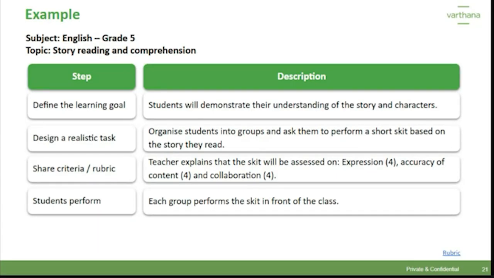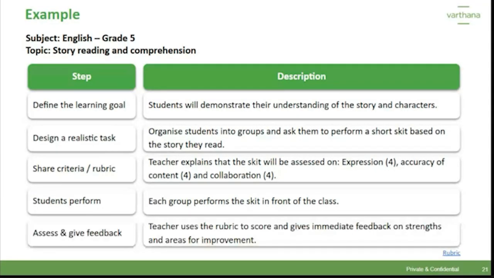After that, the student performs the skit in front of the class. In front of the class is a type of realistic task, as in a real world environment. Based on the student performance, the teacher can assess their knowledge and skills with the help of the rubric that the teacher designed previously, and give feedback to the students on what they did well and what the areas of improvement are. So students can revisit the story, rectify their mistakes and also deepen their understanding.